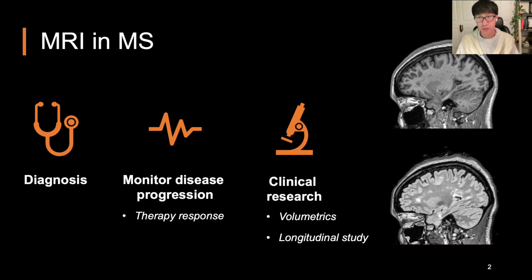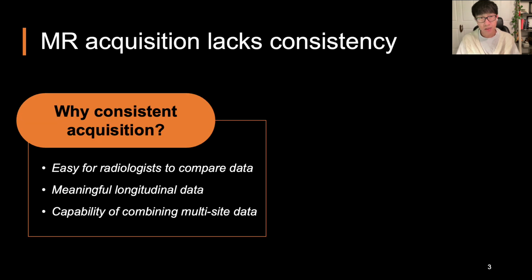Magnetic resonance imaging plays an important role in multiple sclerosis, including diagnosis, monitoring disease progression, and also clinical research, such as volumetric measurements and longitudinal study. However, a challenge in MR imaging is the lack of standardization in acquisition.